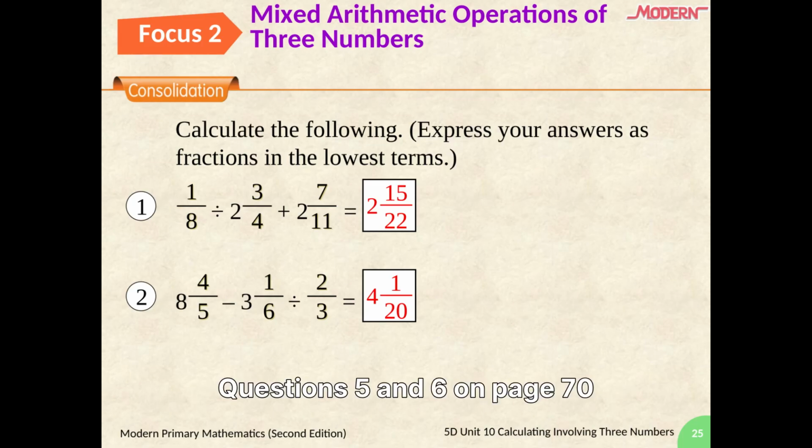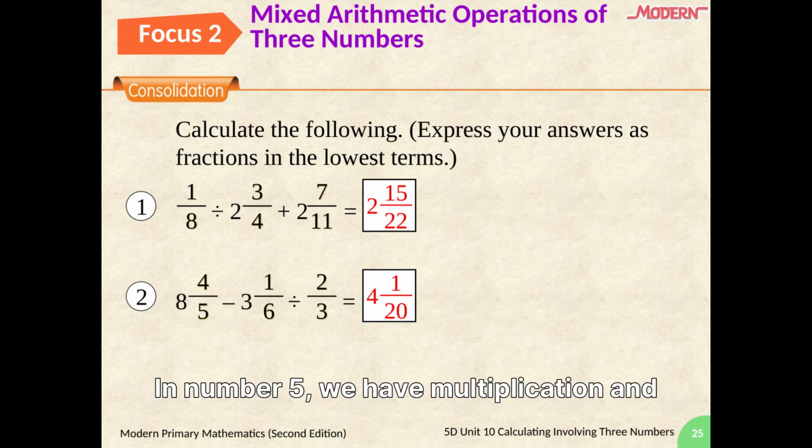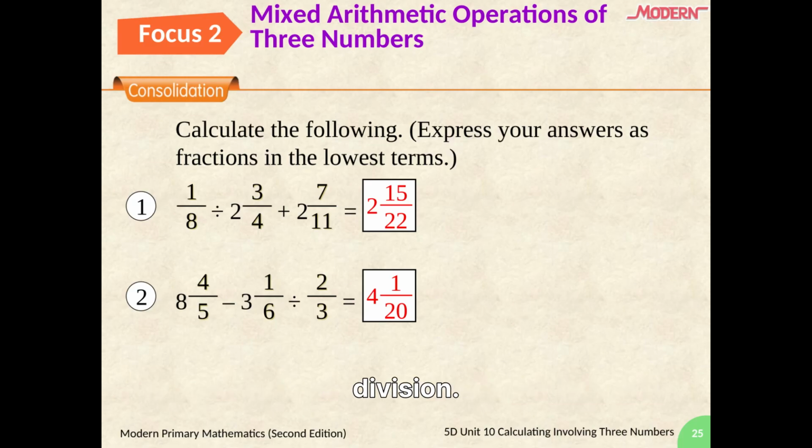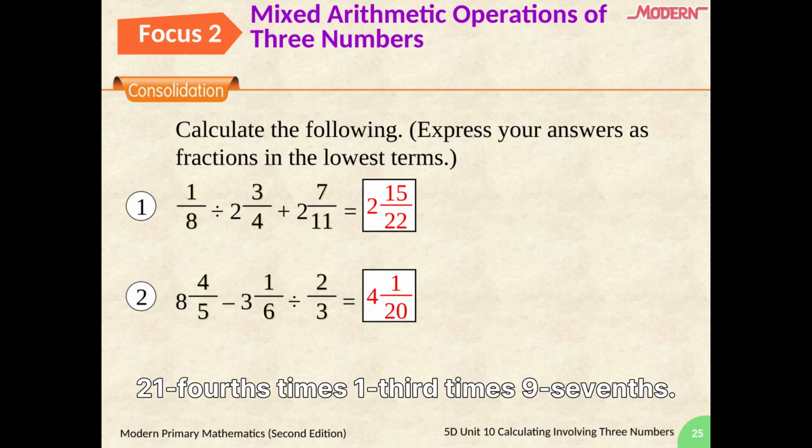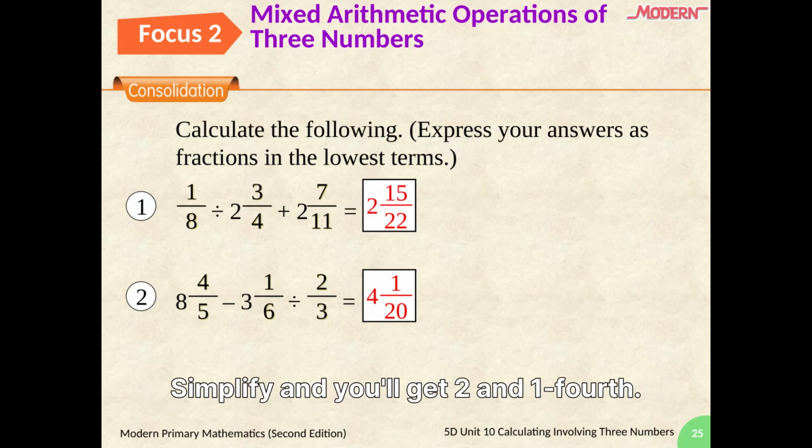Questions 5 and 6 on page 70 test your speed and accuracy. In number 5, we have multiplication and division. Remember method 2? Flip the division part and solve it all as one multiplication string. 21/4 times 1/3 times 9/7. Simplify and you'll get 2 and 1/4.